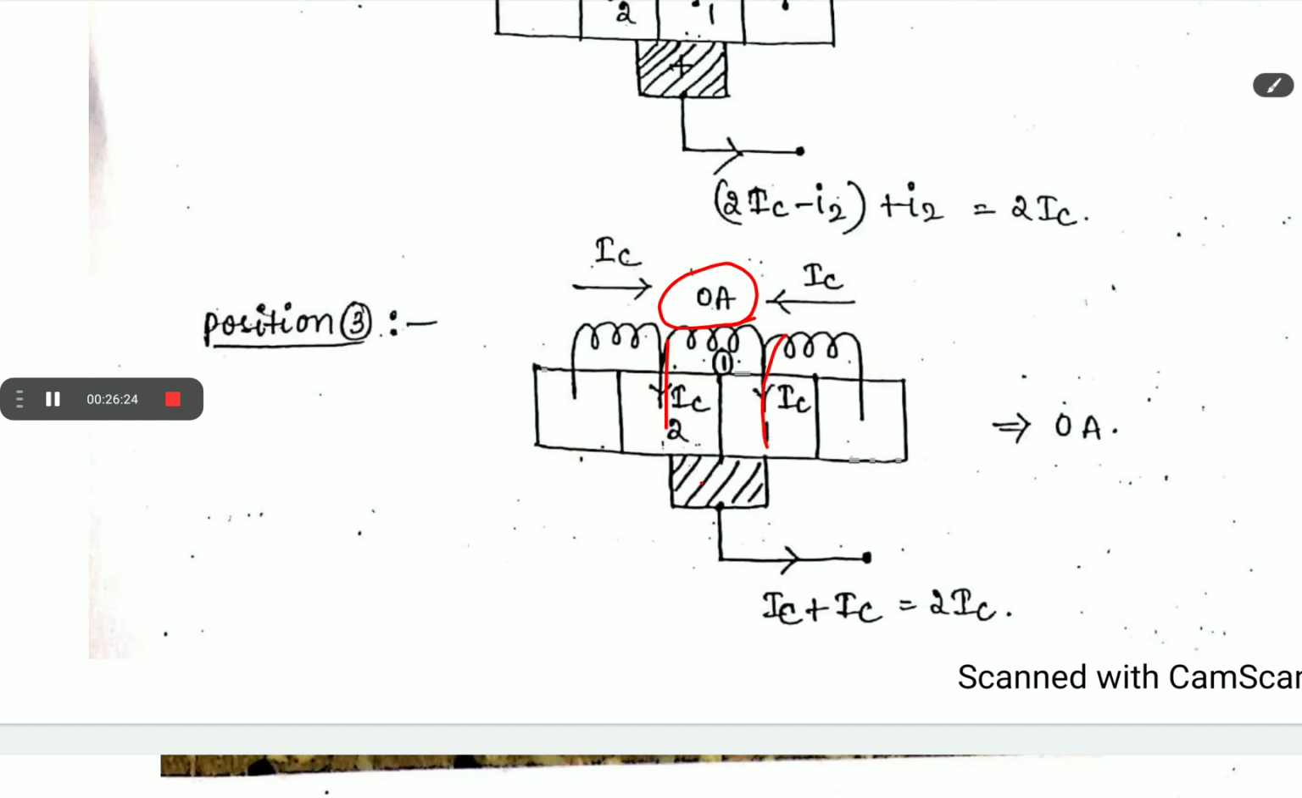One path from this coil comes here, and the path from the coil on this side comes here. So the total current will pass through in these two directions. So there is no current flowing through this winding coil 1, which is 0 ampere. Okay.